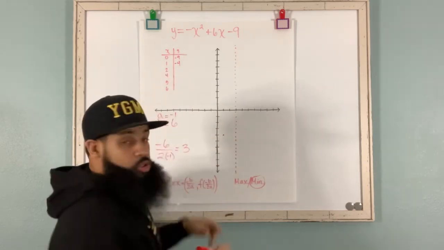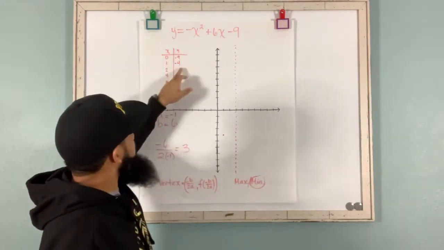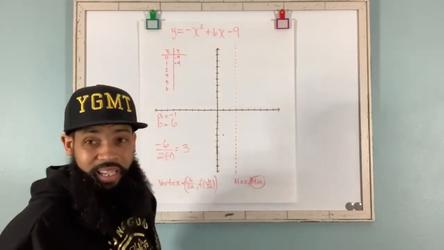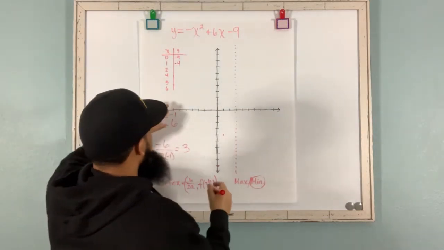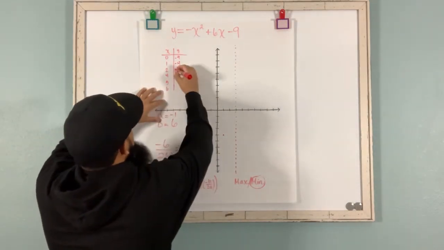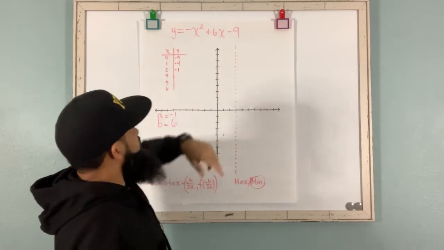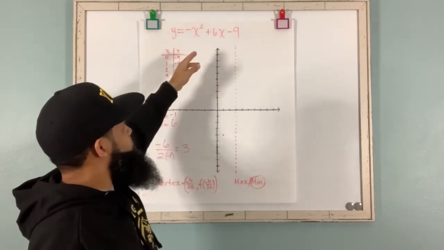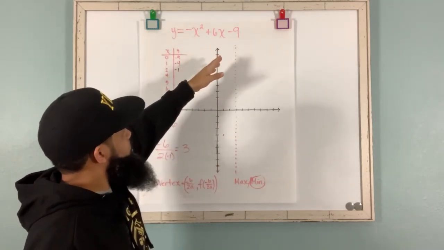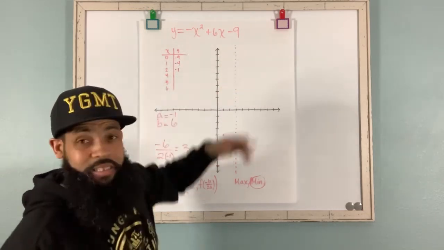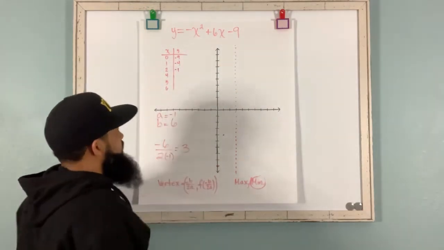When x equals 2, and all I'm doing is plugging these x values into the function. When x equals 2, I'm going to get negative 1. 2 to the second power is 4. Negative 4 plus 12 is 8. 8 minus 9 is negative 1. So boom, we got negative 1.